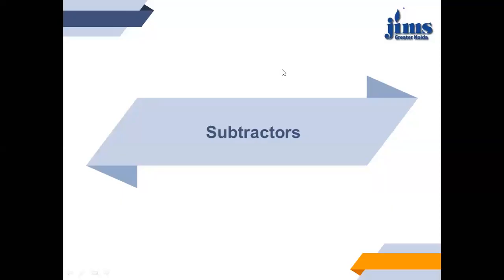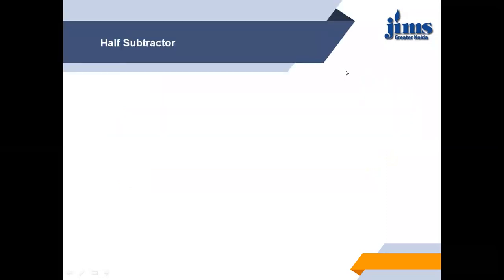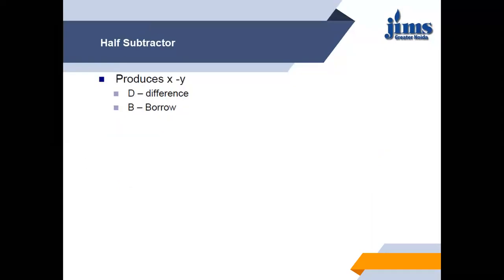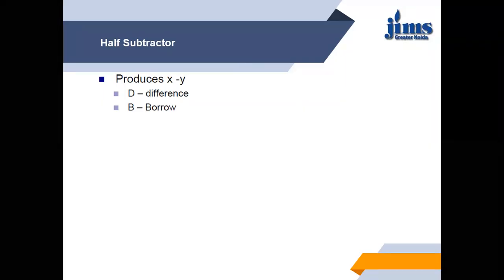As in the case of the adder, subtractors are again of 2 types, half subtractor and full subtractor. In the half subtractor, as in the case of the half adder, it subtracts 2 bits, and a full subtractor subtracts 3 bits. Now let us discuss in detail. First, we are going to discuss the half subtractor, and the process of the subtraction is it produces output x minus y, where x and y are both inputs, and it will produce 2 outputs. First is the difference, another one is a borrow.